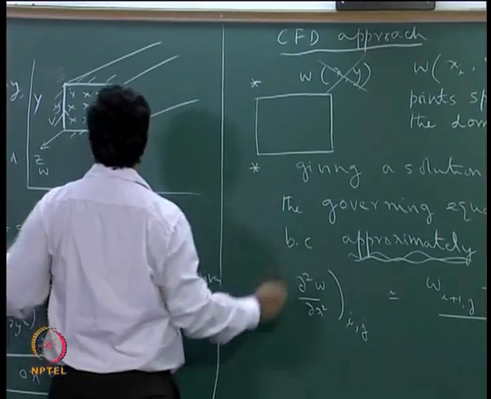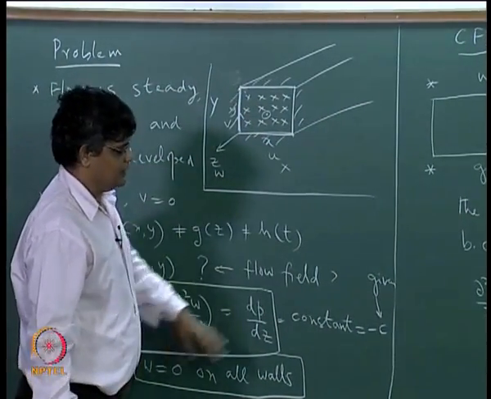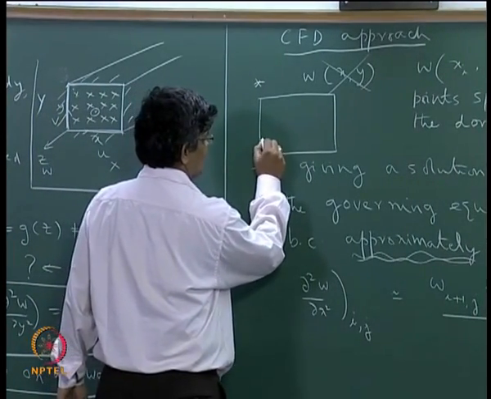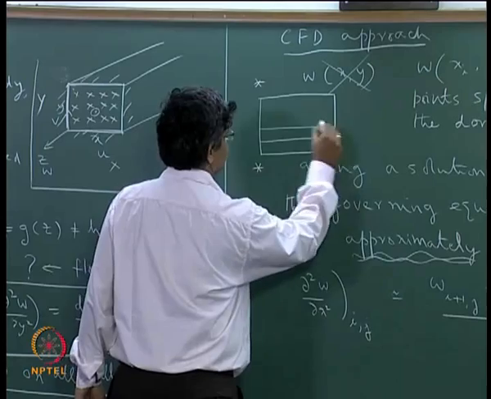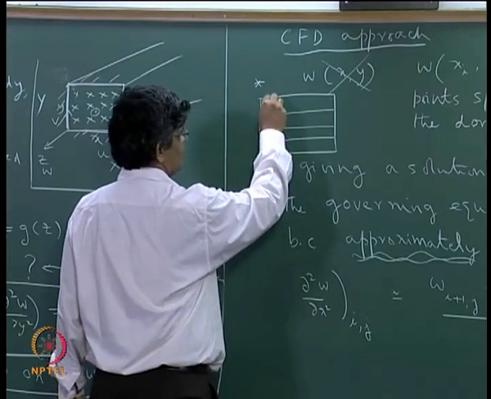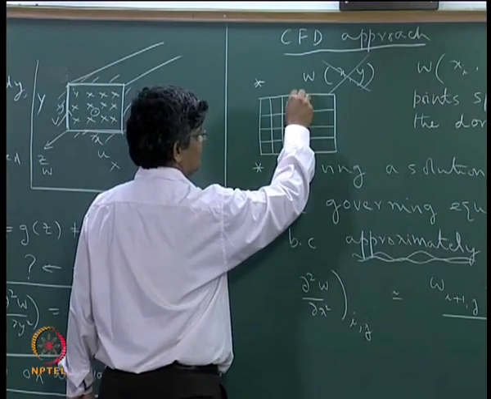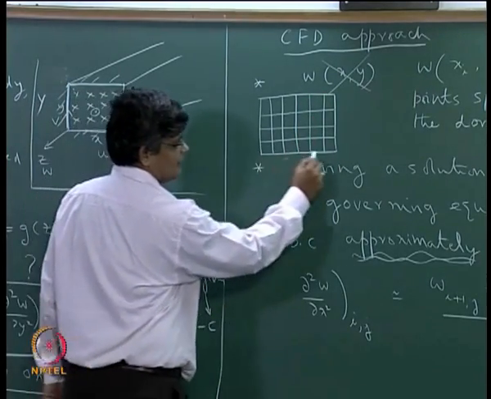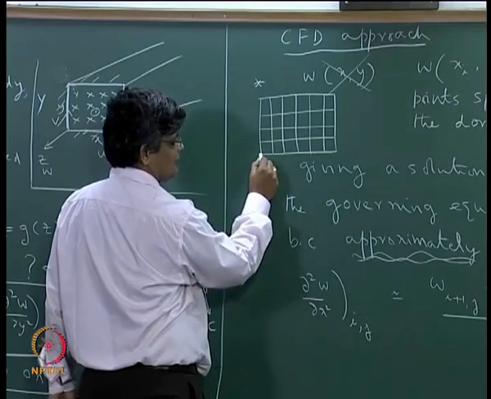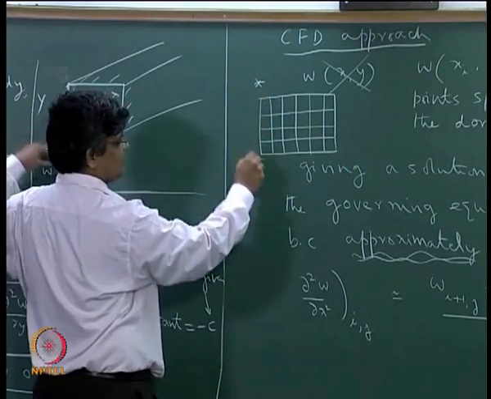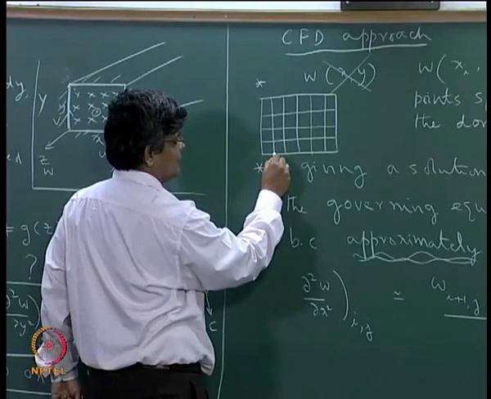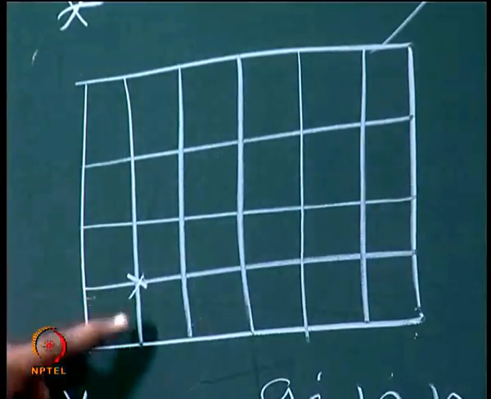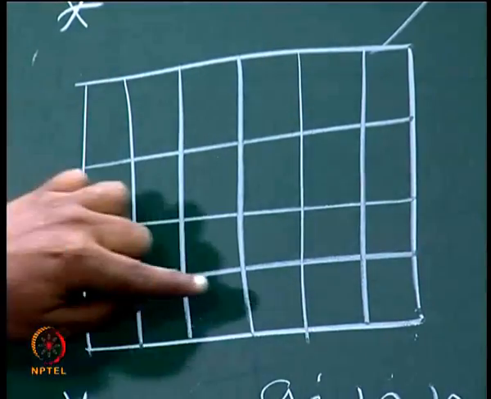We choose the points that we want to evaluate in this finite difference approach at points which are uniformly spread here, and which are also intersections of lines of constant x and constant y. For example, this is the line of constant y equal to 0, this is y equal to capital Y, and this is a line of constant x. So this point here is an intersection of a constant x line and a constant y line.